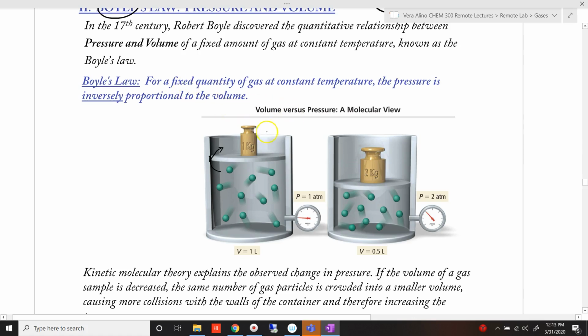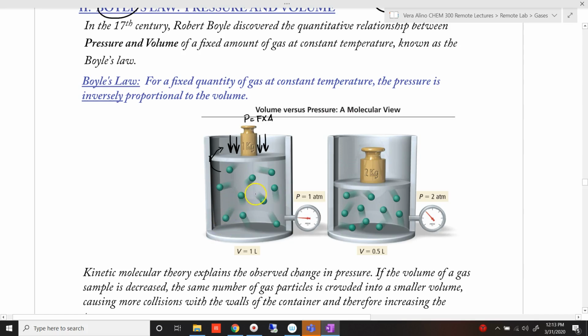Okay, so he basically put weights on top of this lid, and these weights will cause pressure, a force pushing against your gas. Okay, so these are your pressure. It's force times area. All right, so he started with 1 kilogram of weights on top of the lid, and then he observed the volume. So the volume now is at 1 liter.